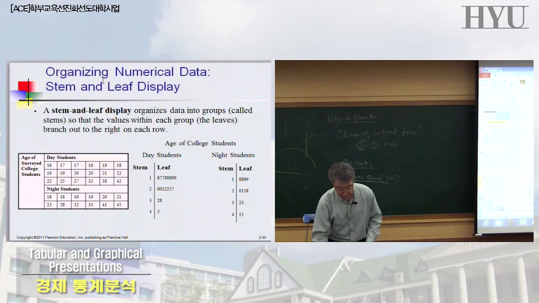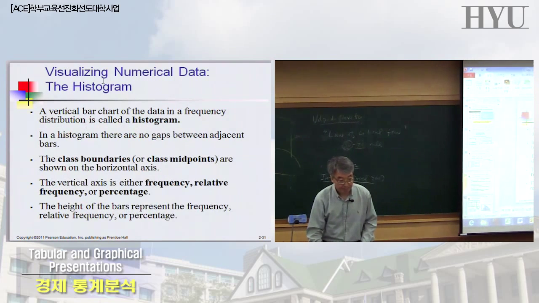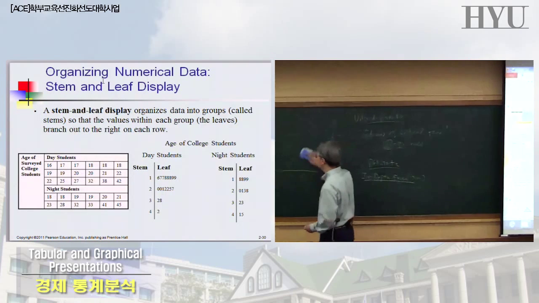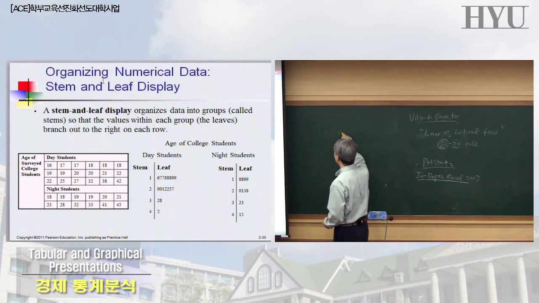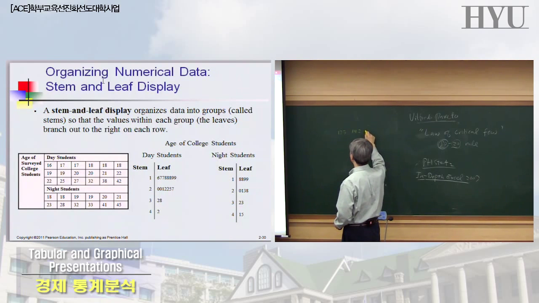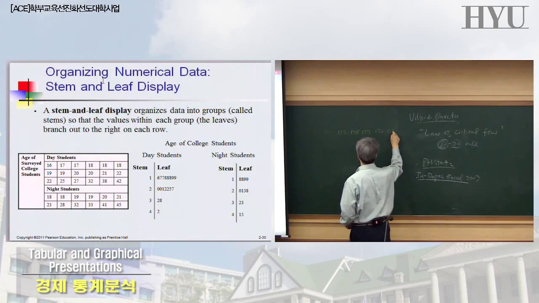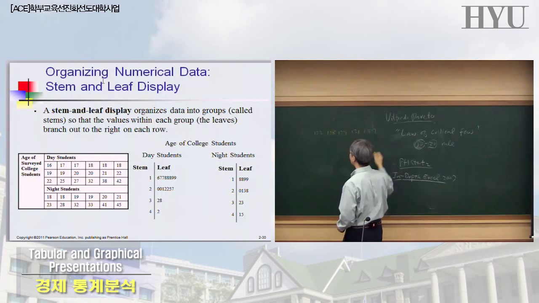Can this only be used with 2-digit numbers? No, depending on your purpose. Suppose you have a distribution of numbers like 123, 142, 128, 129, 131, 137, and so on.